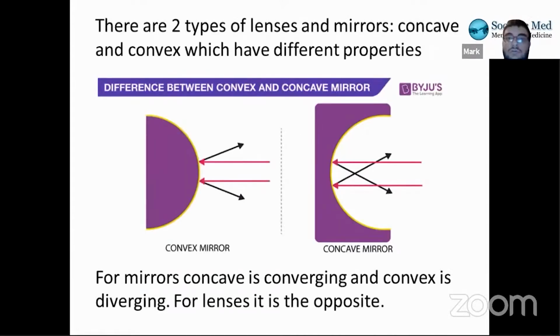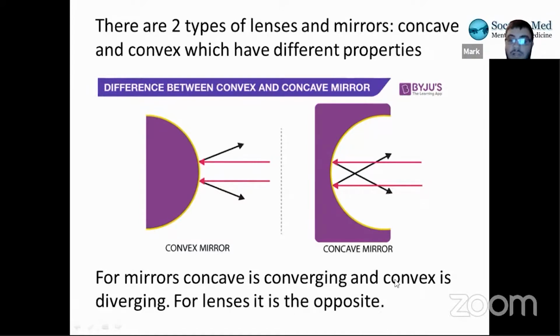Okay, so there are two types of lenses and mirrors. There's concave and convex, which have different properties. I'll be talking about mirrors first, because I think that's a little bit easier, and lenses afterwards. There are a lot of similarities, but also some differences between them. So keep in mind, first I'm talking about mirrors, not lenses. For mirrors, concave is converging and convex is diverging. Remember those two words, converging and diverging, and how they relate to mirrors.